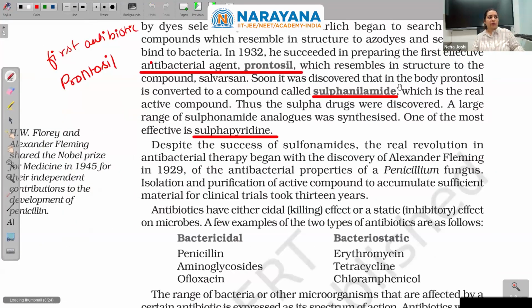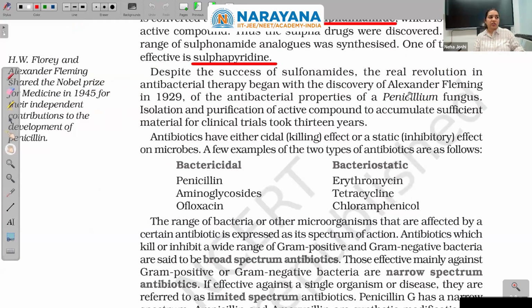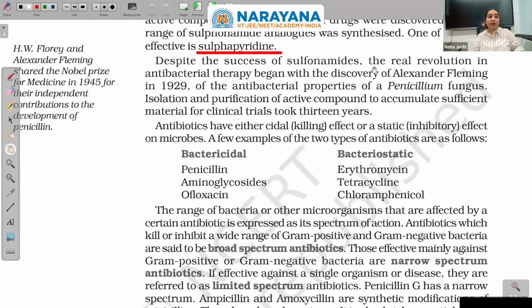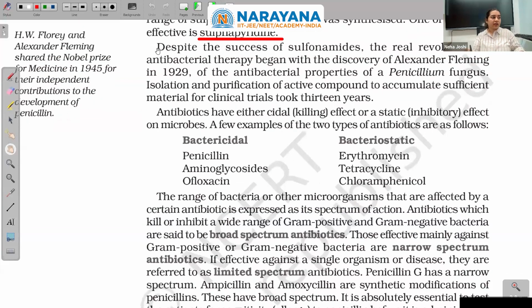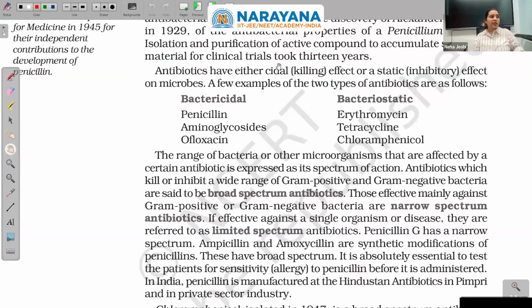Despite the success of sulfonamides, the real revolution in antibacterial therapy began with the discovery by Alexander Fleming in 1929 of the antibacterial properties of the penicillin fungus. Isolation and purification of the active compounds, to accumulate sufficient material for clinical trials, took 13 years.